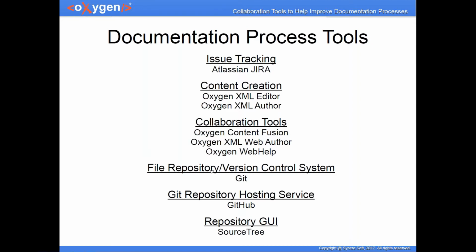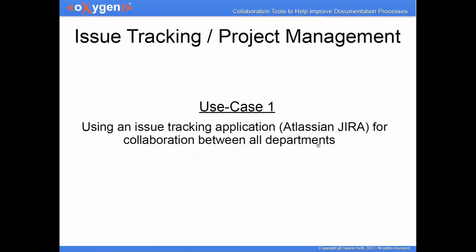For our documentation, we use Git for the file repository and version control system. We use GitHub to host our Git repository, and we use SourceTree to manage the changes in versioning in a visual GUI. Now I'll start showing you some real-world use cases by showing you how we use these tools.